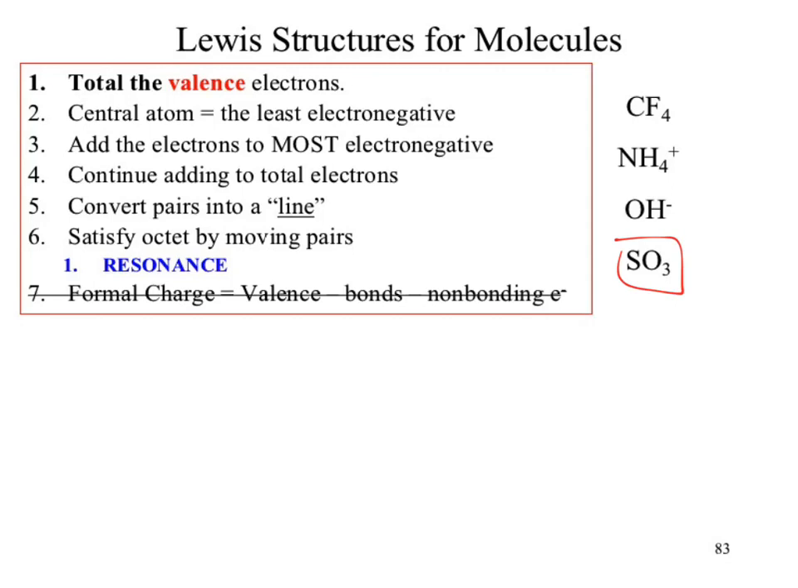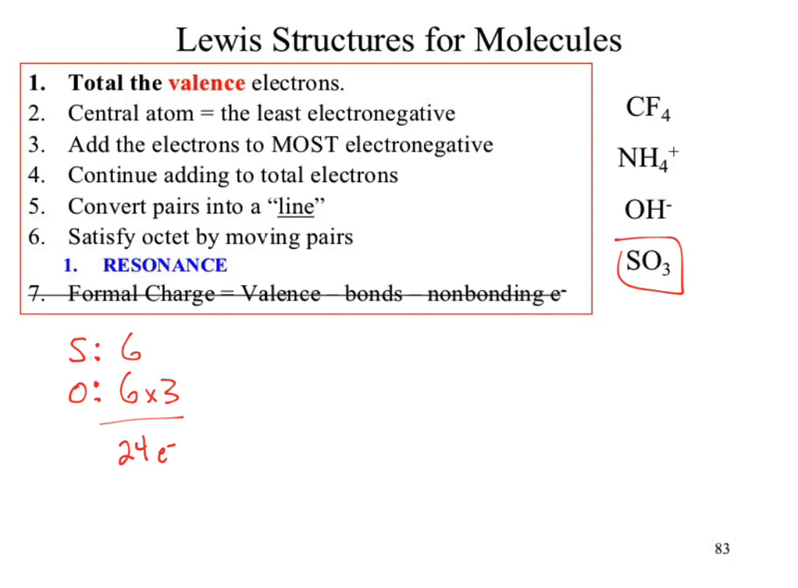SO3. So, beginning to end, what are our valence electrons? Sulfur has 6. Oxygen has? Okay. No charge, so I have a total of 12 electrons, right? Why? There's 3 oxygens. I have to multiply that by 3. And I get 24 electrons that now need to go into my structure.